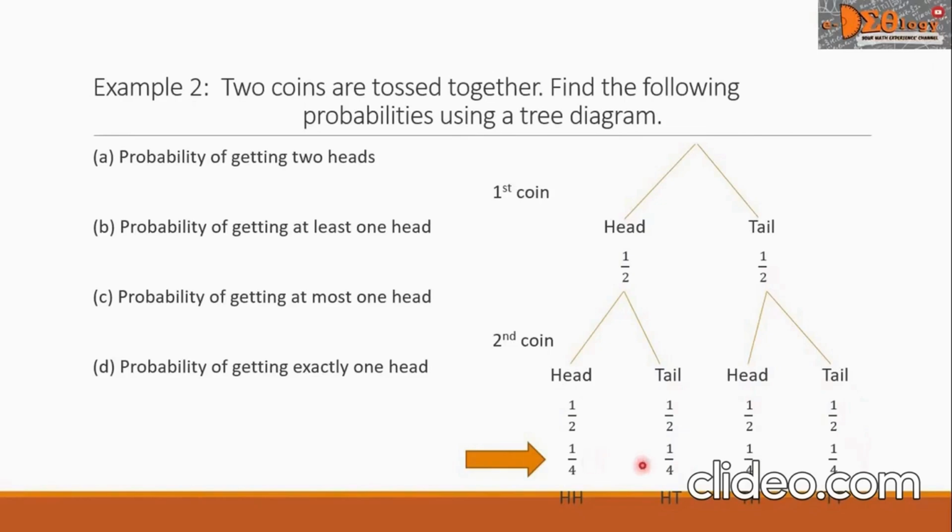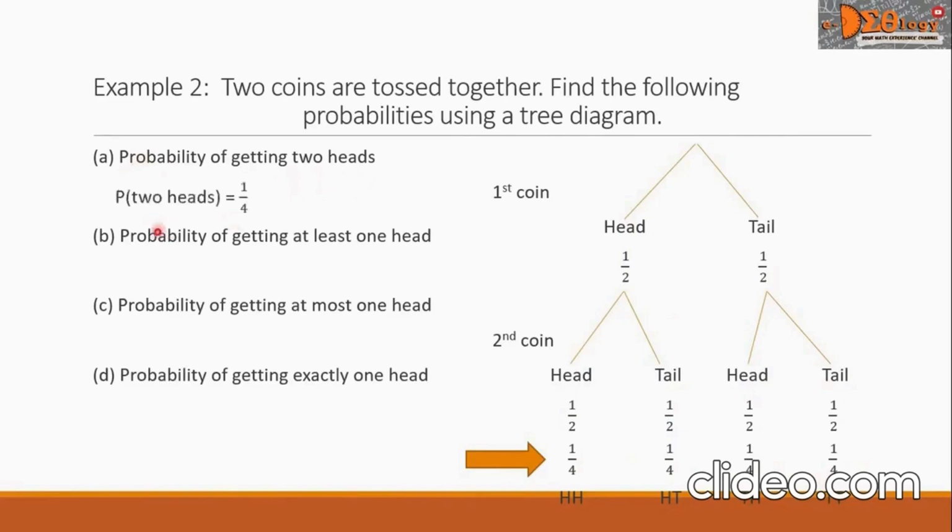Now, using these probabilities, let us now answer letter A, probability of getting 2 heads. So we will write P of 2 heads, and this is equal to 1/4. This is the answer. Now let's answer letter B, probability of getting at least 1 head. Getting at least 1 head means it can be 1 head or 2 heads.